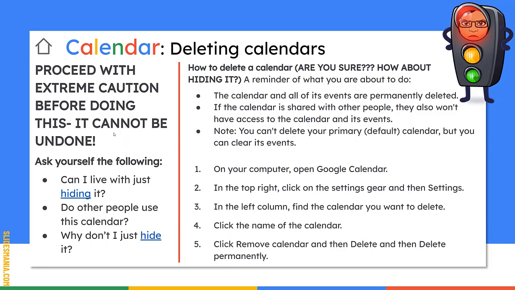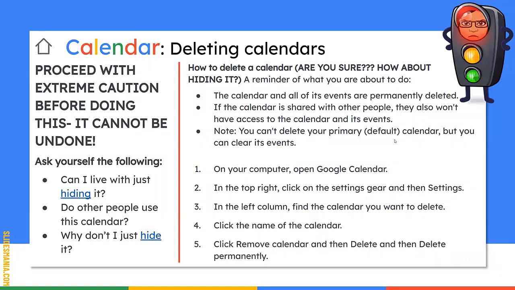So my third question is, why don't I just hide it? Hint, I think you should probably just hide it, right? It's probably a better idea. But if you want to delete it, this is what happens when you delete it. The calendar and all the events are permanently gone. If that calendar is shared with other people, but you haven't made them co-owners, gone.